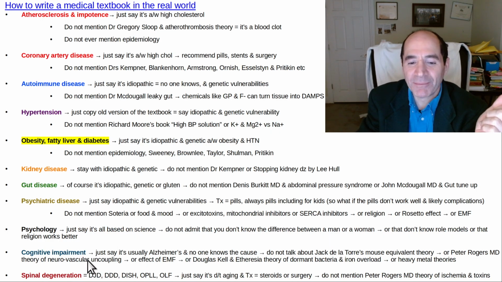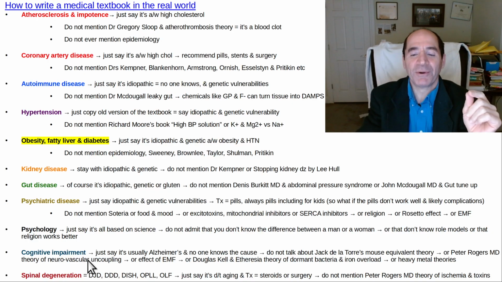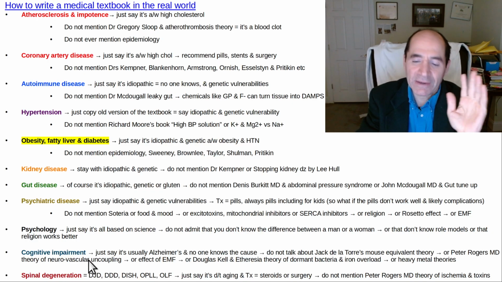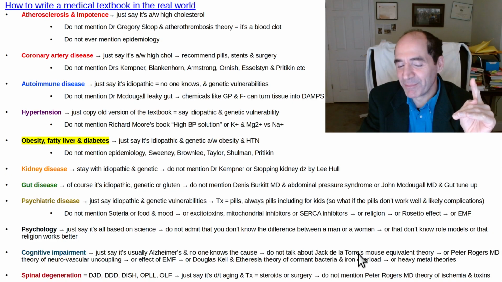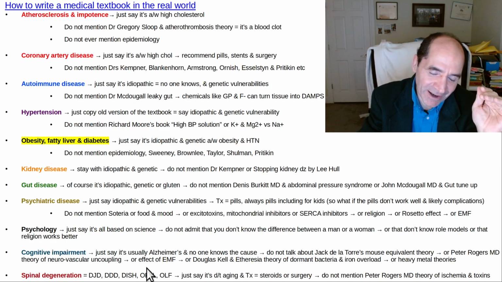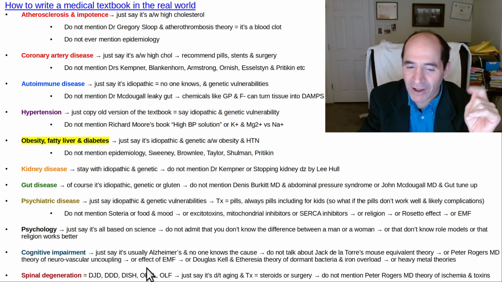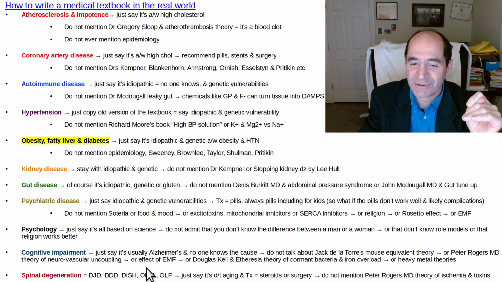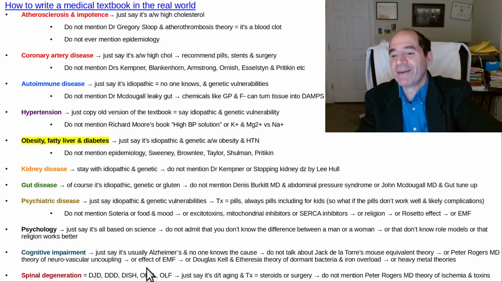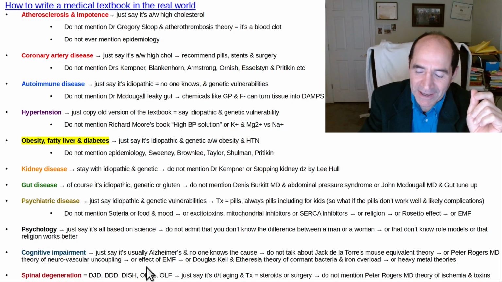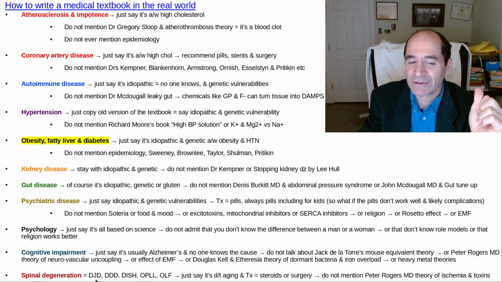All right, cognitive impairment again. Just say it's Alzheimer's, even though nobody knows what that is. Give them the pills, the standard pills, the algorithm. Don't waste any time talking to them. Don't tell them about Delatorre's mouse equivalent theory. Don't tell them about Peter Rogers' theory of neurovascular uncoupling. Don't tell them about Martin Pall and all his work on EMF and its contributions to cognitive impairment. Don't tell them about Douglas Kell and Etheresia Pretorius' theory of dormant bacteria and iron overload. Don't tell them about all the heavy metal data that we talked about in previous lectures as well, contributing to cognitive impairment. Spinal degeneration, same thing.